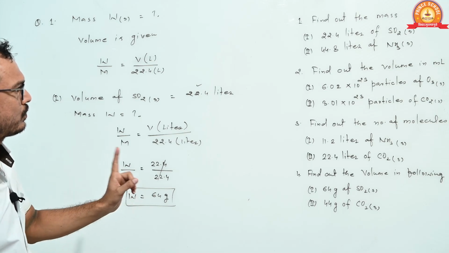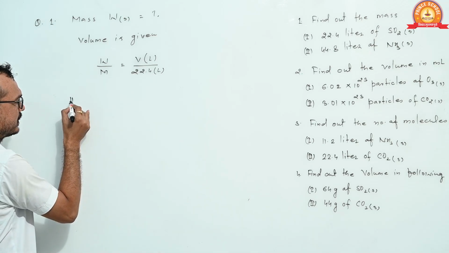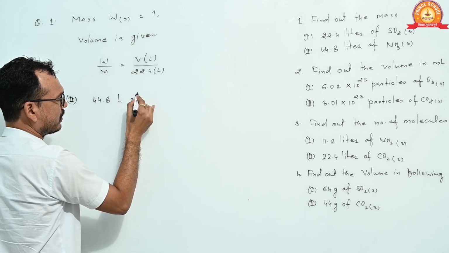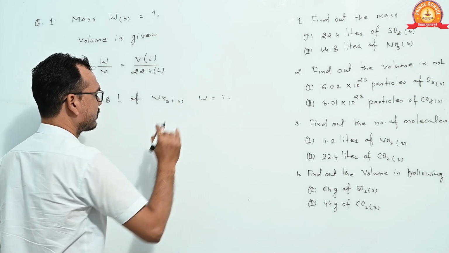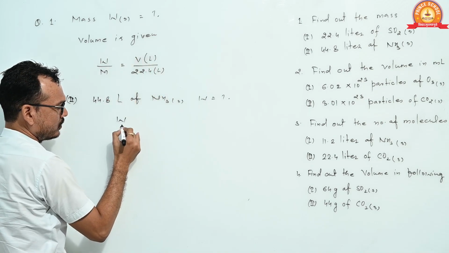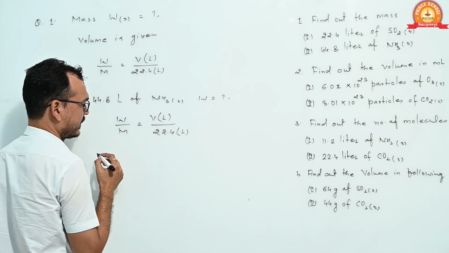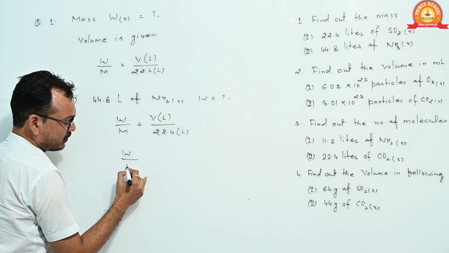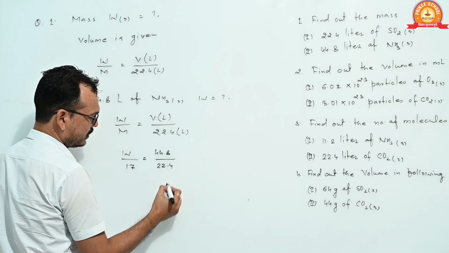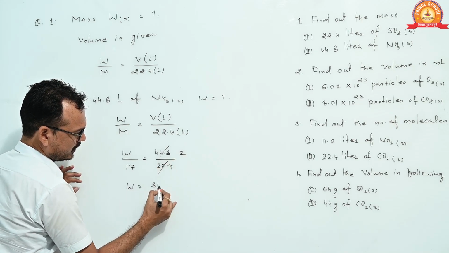Second is 4.8 liter of NH3 gas. Our second question is 4.8 liter of NH3 gas. And what do you have to calculate? You have to calculate the mass in gram. Volume is given. This is the given quantity, this is the unknown quantity. So W upon M is equal to volume in liter divided by 22.4 liter, and the molar mass of NH3 we know is 17, and volume is 44.8, this is 22.4, and this cancels out by 2. It means W is equal to 34 gram.